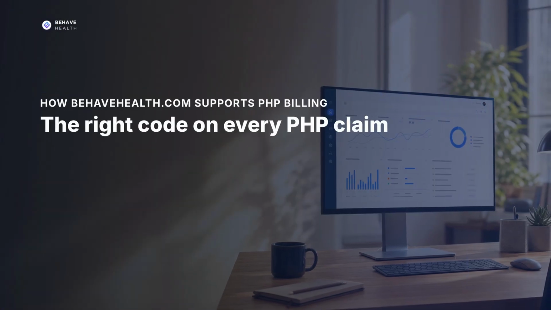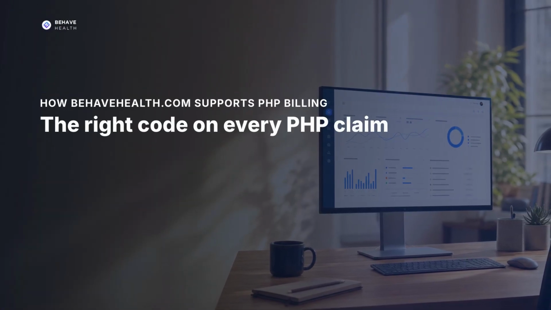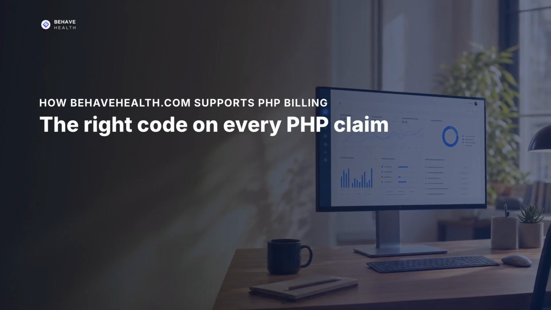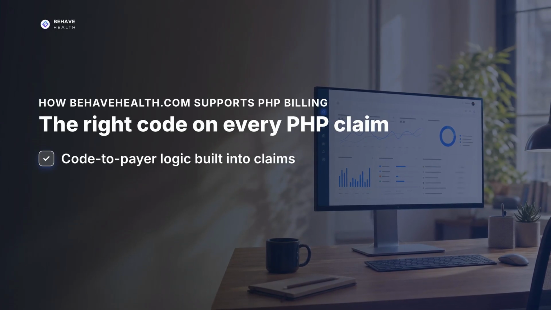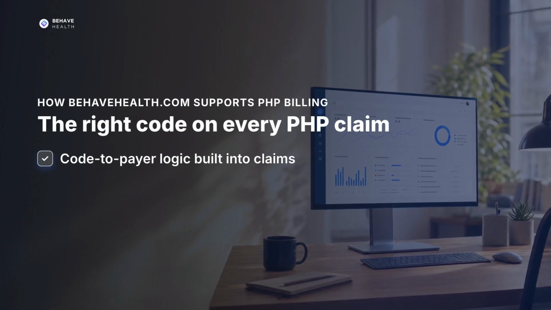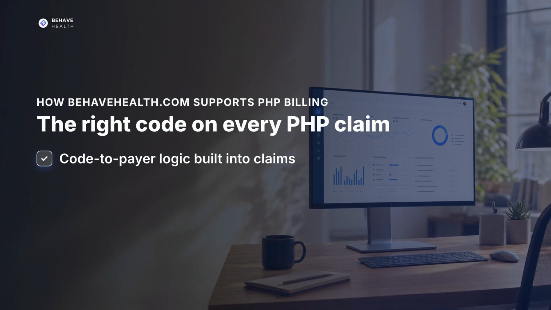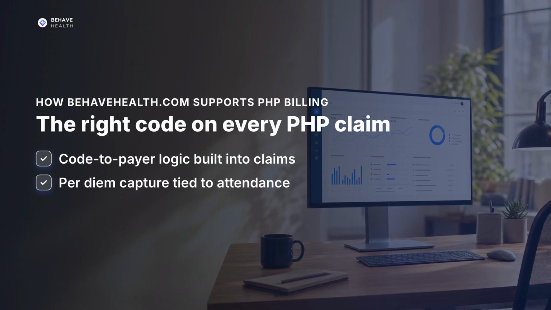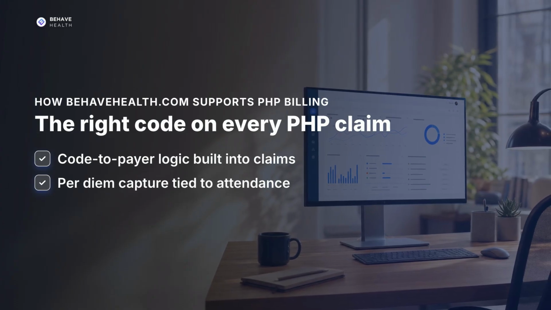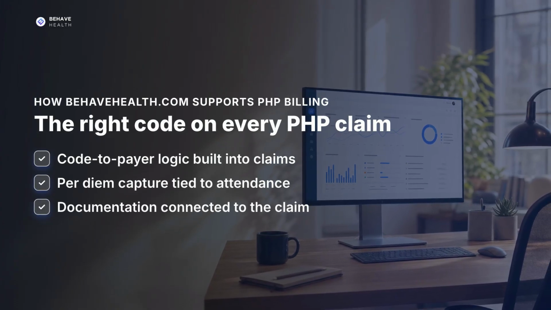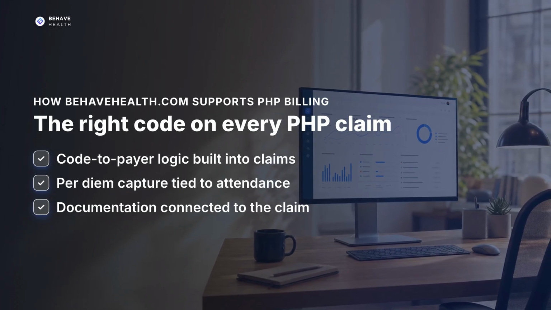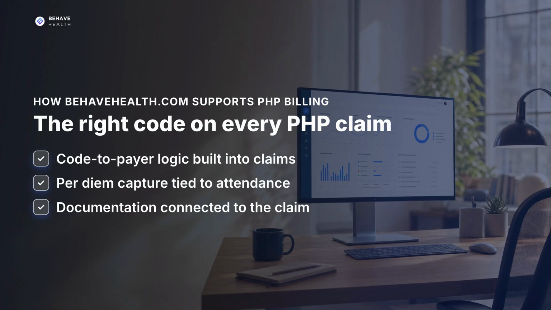Behave Health connects your level of care to the code on the claim, so partial hospitalization days go out correctly the first time. The platform is designed to align the partial hospitalization code with each payer, reducing the payer mismatch rejections that cost a full day of revenue. Per diem units are designed to follow daily attendance, so 1 day of PHP maps to 1 billed unit. Level of care documentation is captured alongside the claim, supporting the medical necessity a PHP day requires at audit.